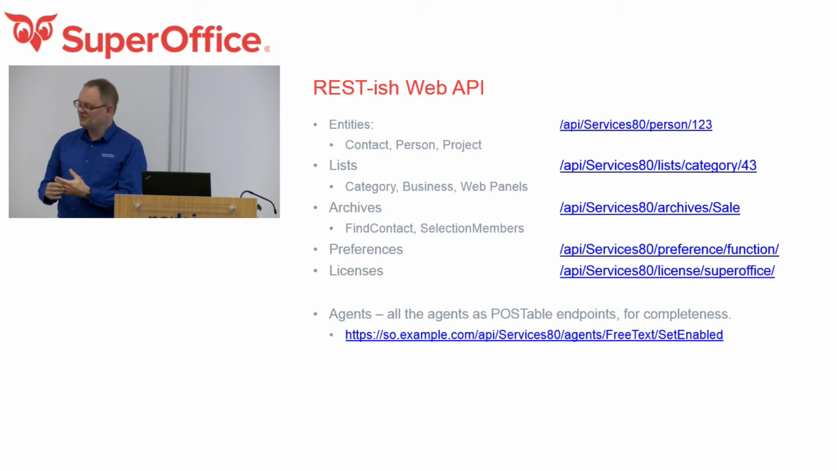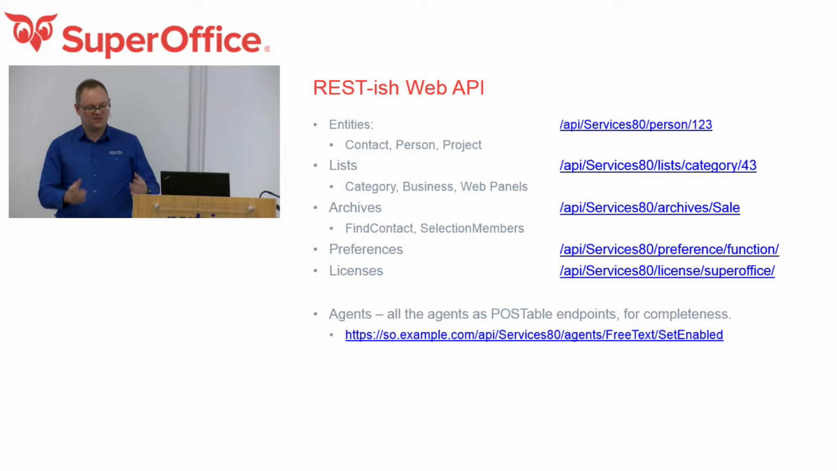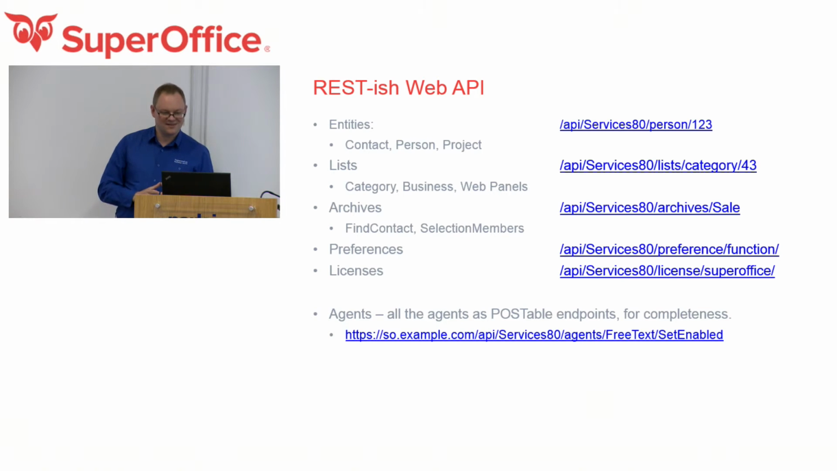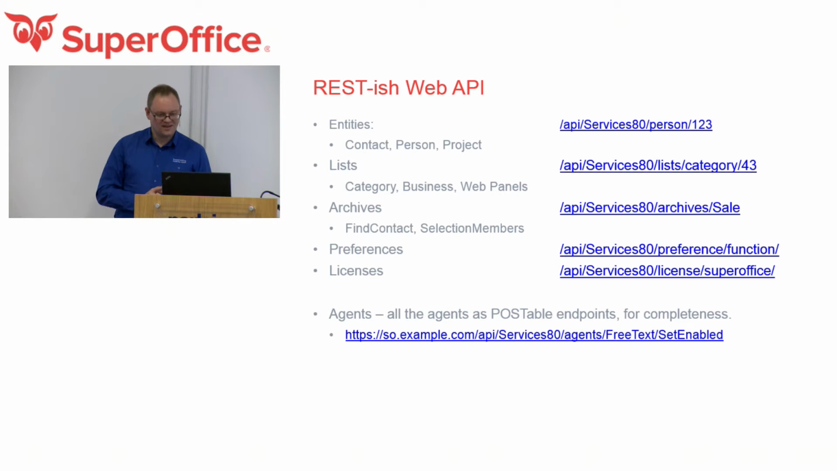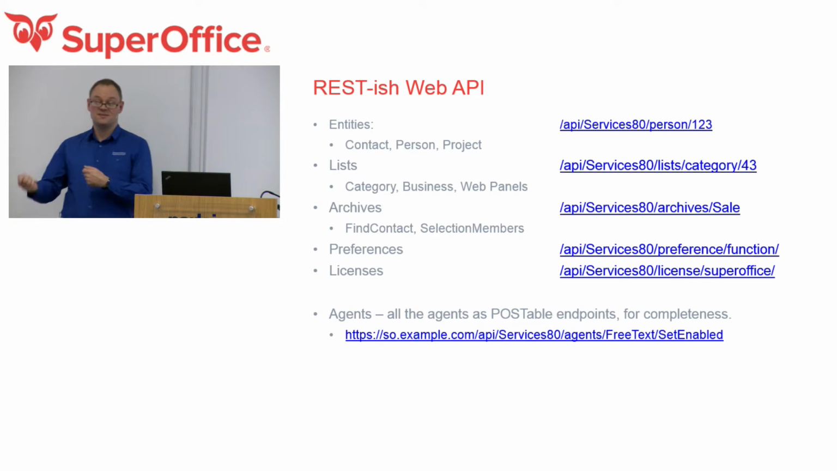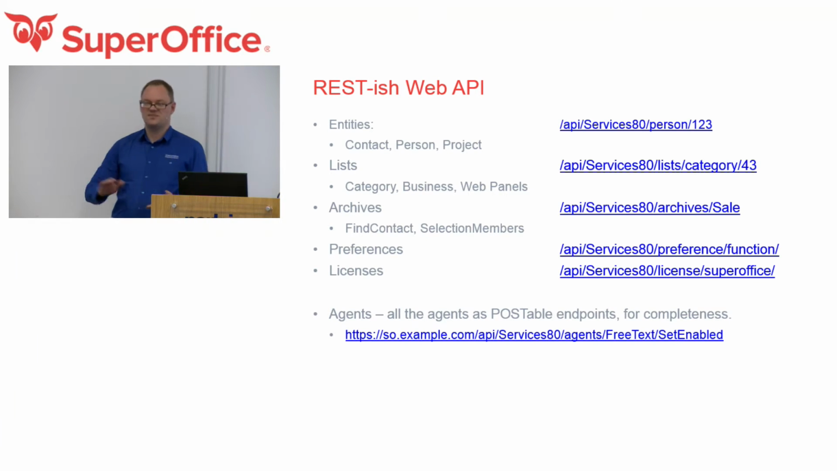So we have a bunch of different entities and different kinds of things there. We have all of the big entities like person, contact and project. Those are all there as things that you can go and get. You can also update them, delete them and create new ones using all the normal HTTP mechanisms. All the different built-in lists have nice little APIs as well, so you can get a list of all the items, get individual ones, update the individual items, and so on.